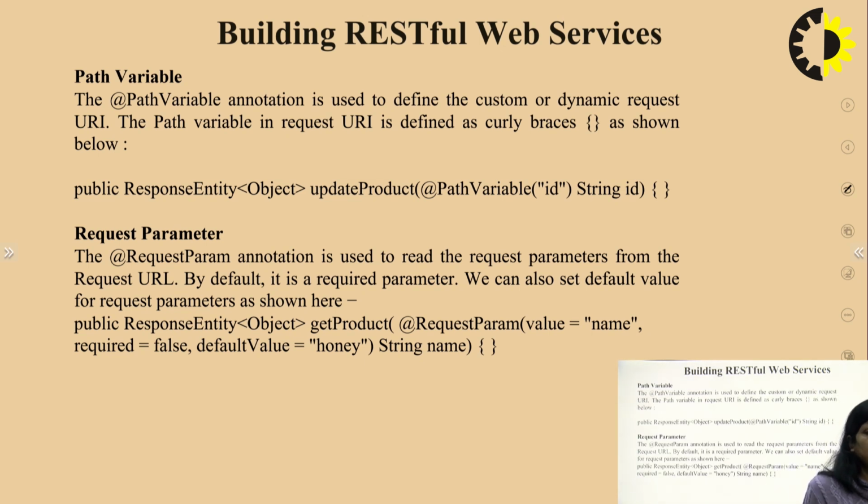Now the request parameter. The @RequestParam annotation is used to read the request parameter from the request URL. By default it is a required parameter. We can also set a default value for a request parameter, as shown here. I have mentioned public ResponseEntity<Object> getProduct(@RequestParam(value = "name", required = false, defaultValue = "honey") String name), where we can mention any name.